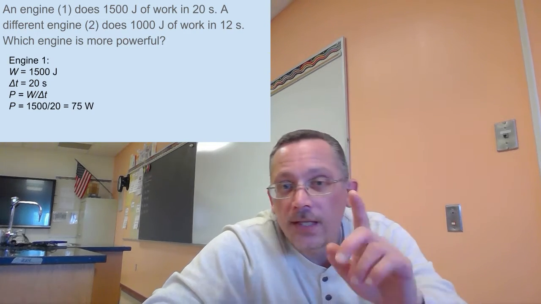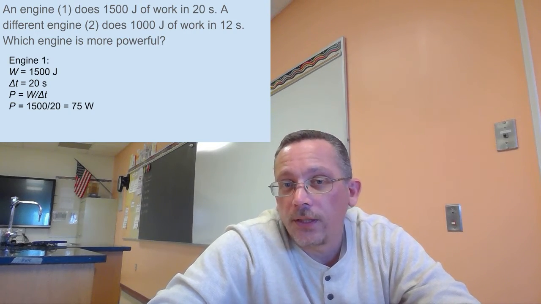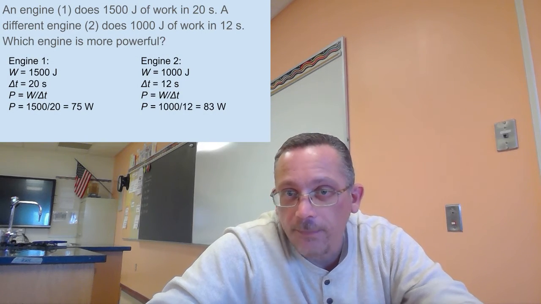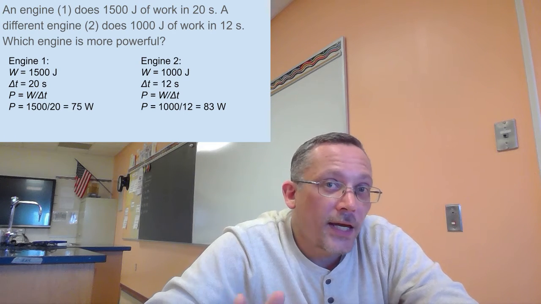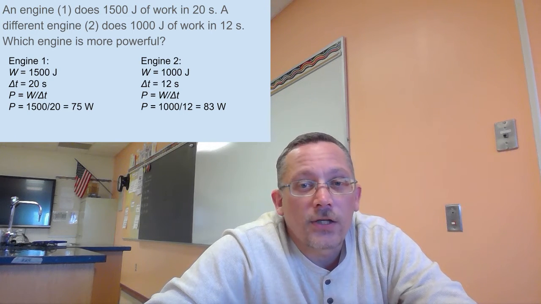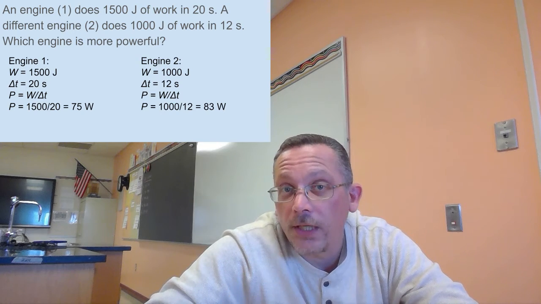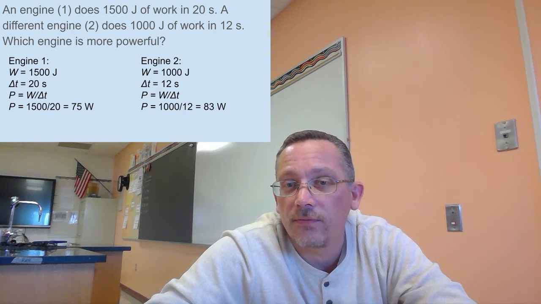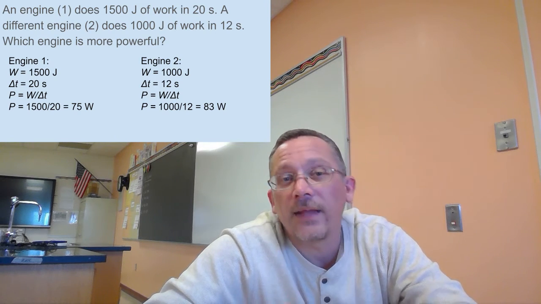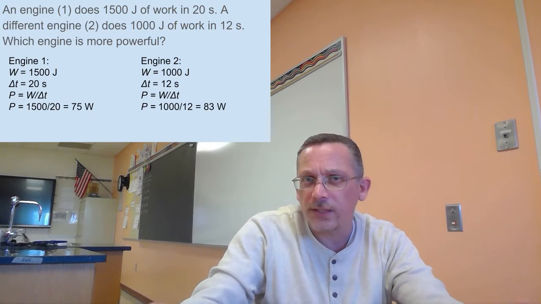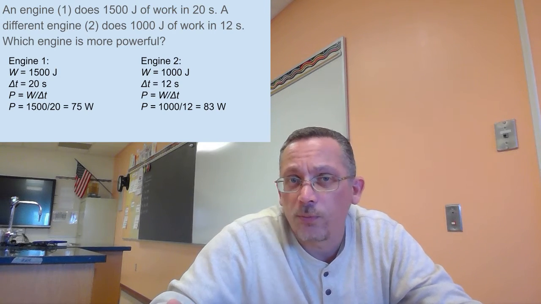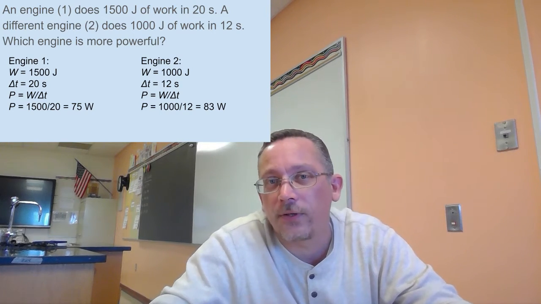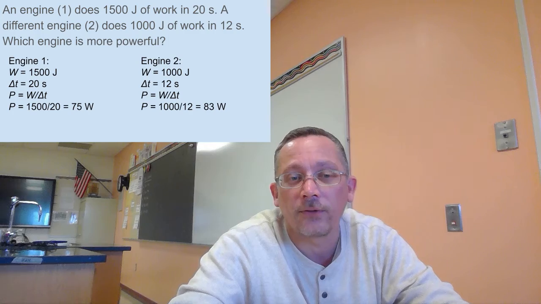The second engine did 1,000 joules of work in 12 seconds. So I'm going to take my equation, work divided by time, so 1,000 divided by 12. Again, we're going to want two significant figures, so punch 1,000 divided by 12 in your calculator, round it off to two significant figures, and it's 83. And again, that's watts. So we can look at the two of them and ask which one is more powerful, 75 or 83 watts? And of course, 83 is. So engine number 2 is more powerful.